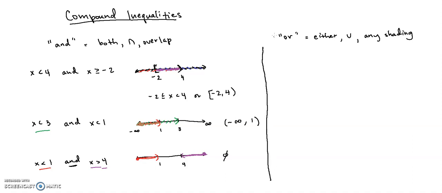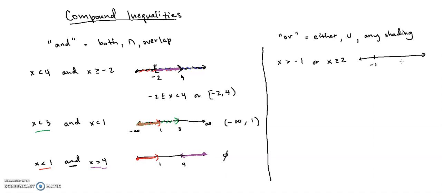Okay, now let's look at the or situation. So for or, anything that's a solution counts towards the solution. So anything that's valid is going to be valid. So it can be in either interval, we're looking for the union, or anywhere that it's shaded. So let's say we've got x greater than -1, sorry, not and, or x greater than or equal to 2. Okay, so let's graph that.